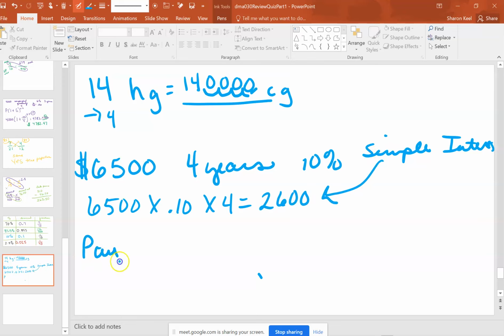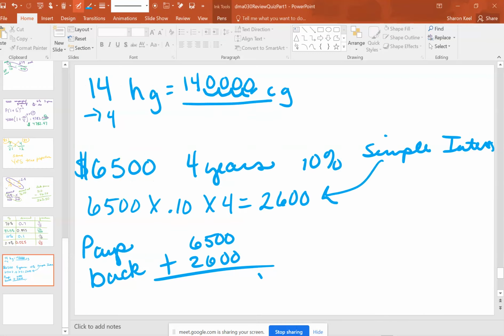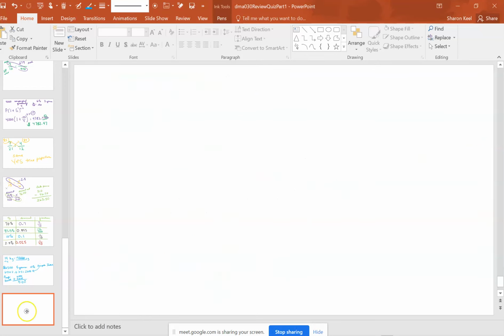The question is, how much does she pay back? Well, you have to pay the principal and the interest. You got to pay it all back. So we're going to add 2,600 to the 6,500, and she would have to pay back $9,100. She'd have to pay all of it back.